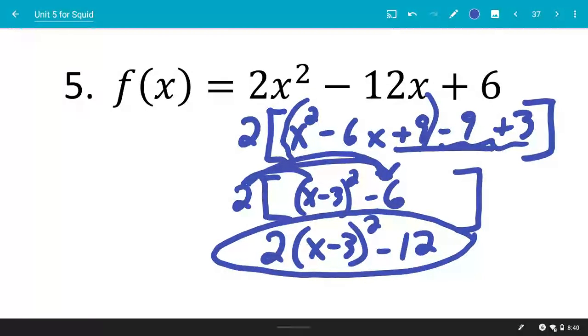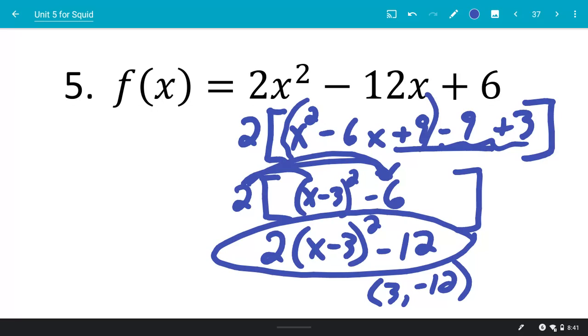So what's the big picture? I had to pull out my leading coefficient, complete the square on the inside, and then I had to put that leading coefficient back in, or distribute it back in. Okay? Because my vertex is 3, negative 12. It is not 3, negative 6. And that's where the difference is. Did I answer your question right there? Cool. All right, let's try another one.